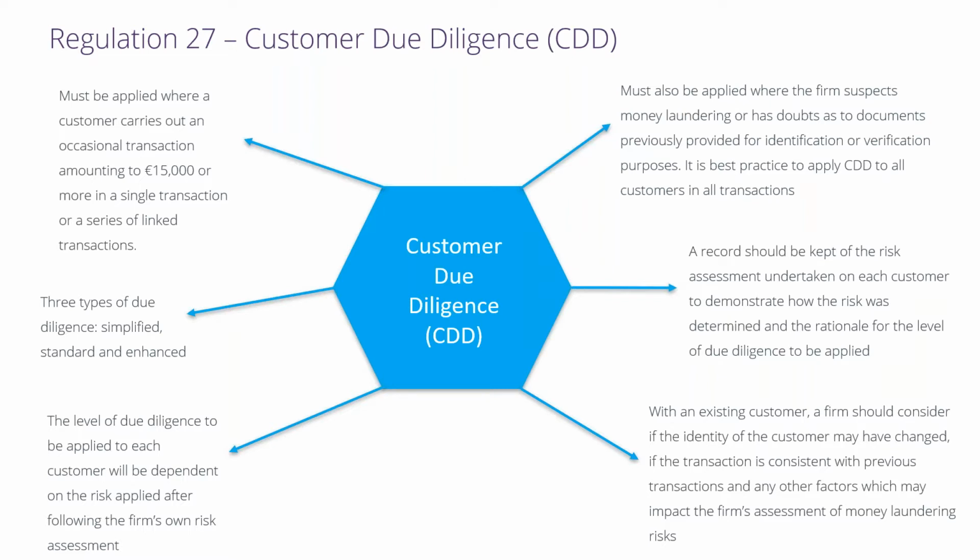If you have an existing customer, you should consider if the customer's identity has changed or if the transaction is consistent with previous transactions, as this may impact on your assessment of the risks. You should use your firm's risk assessment to determine which levels of due diligence is suitable to the customer transaction. If you use standard and you feel that more information is required, you can upgrade this to enhanced due diligence if necessary.